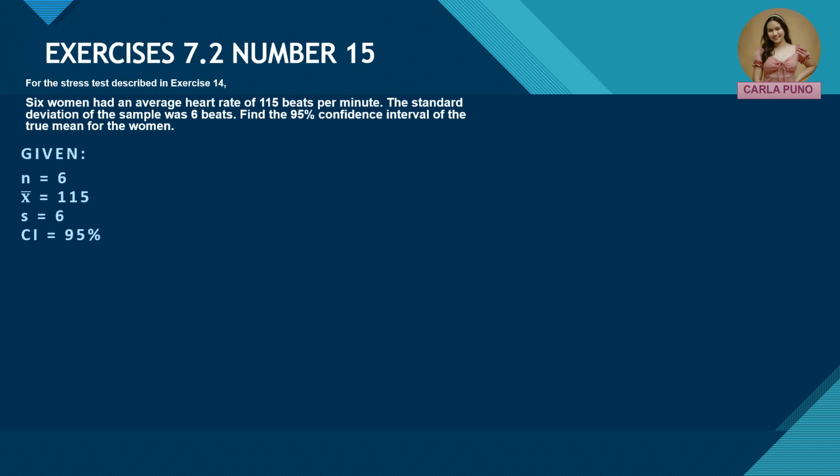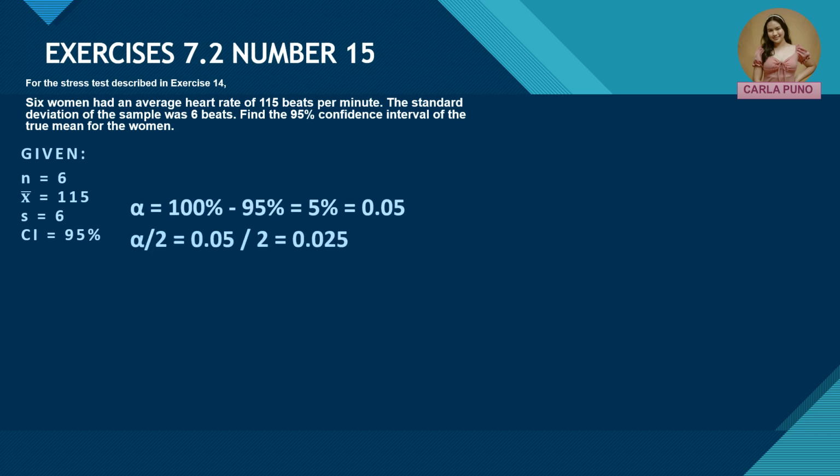So first, we solve for our alpha. We have 100% minus the given percentage, which is 95%. We subtract, and it is equal to 5%, and in decimal form, we have 0.05. And then next, we divide it by 2. We have alpha divided by 2 equals 0.05 divided by 2 equals 0.025.